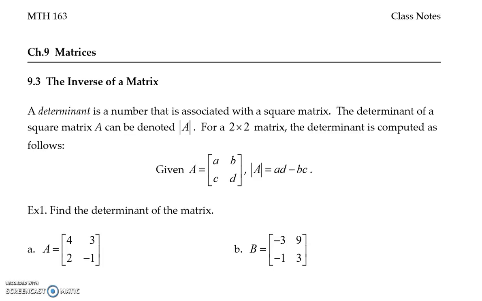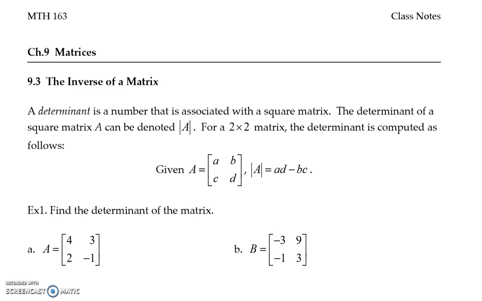To be able to find the inverse of a matrix, we have to find something first called the determinant of a matrix. A determinant is a number that's associated only with square matrices. So first of all, we have to have a square matrix. The determinant of a square matrix A can be denoted, and that's read the determinant of A. It looks like absolute value of A. It's the same symbols that's used for absolute value, but it's just read as the determinant of A.